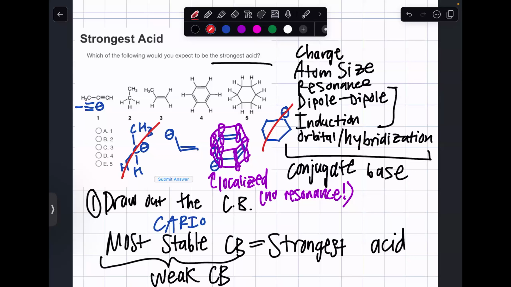Hybridization, right? Or orbital. For 1, it's on an sp orbital. For 4, it's on an sp2 orbital. And do you know what is going to be a more acidic H? sp, sp2, sp3. sp, because more s character, right? And if you have more s character, that means you're closer to the nucleus, which consists of positive charges, and that stabilizes the negative charge more.